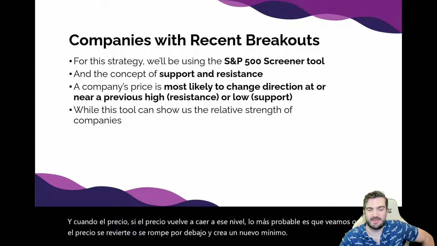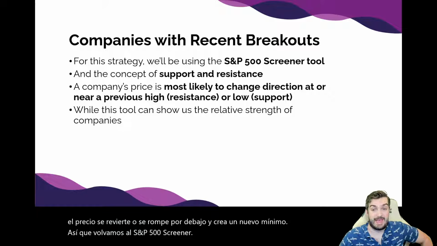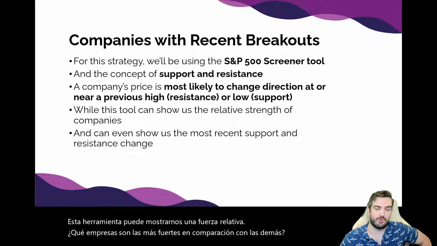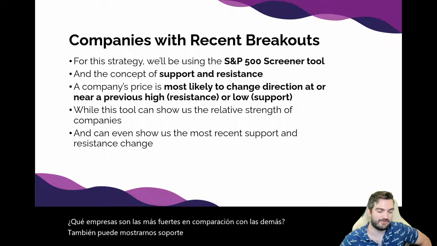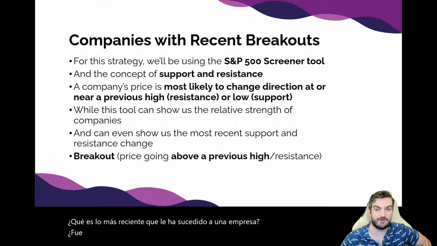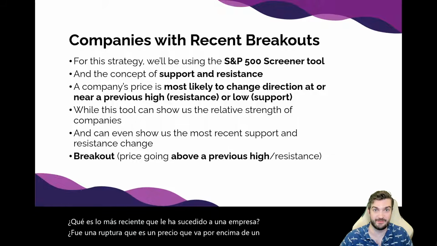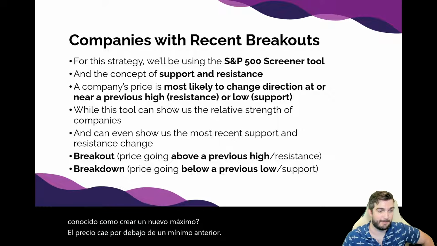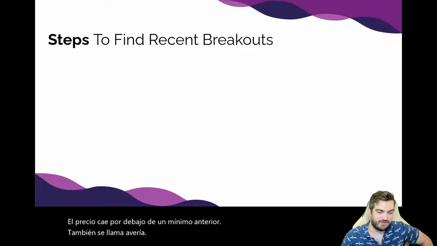So going back to the S&P 500 screener, this tool can show us relative strength. Which companies are the strongest compared to the others? It can also show us support and resistance changes. What's the most recent thing that's happened to a company? Was it a breakout, which is a price going above a previous high, or resistance, also known as creating a new high? Or a breakdown, price going below a previous low, also called a breakdown.